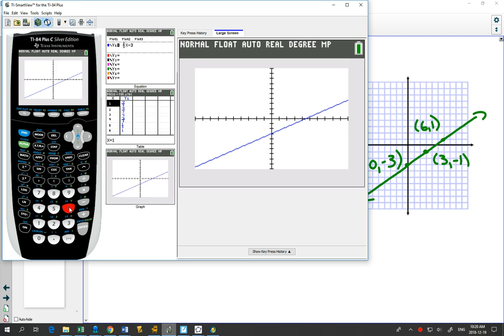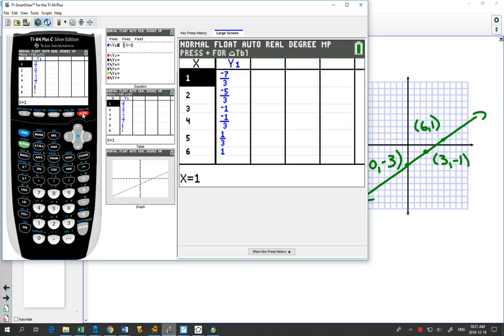Some other nice things that your calculator has. Once you put the equation into your calculator, above your graph button says table. So if you go second graph to go to a table, it figures out your table of values for you. When you plug in 0, you get minus 3. When you plug in 1, you get a fraction, negative 7 over 3. Your calculator might have the decimal. That's okay. When you plug in 3, you get another nice number.